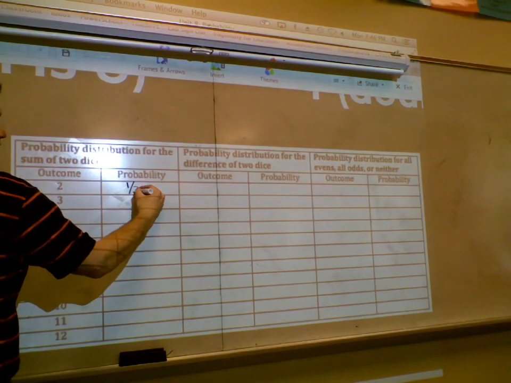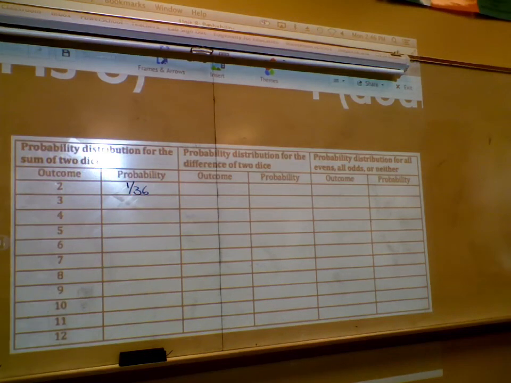Wait, we're still doing 36? Yep, still rolling 2 dice. So when it comes to dice, if you're rolling 2, it's out of 36. If it's 1 die, it's out of 6, right? Yep, if it's 3 dice, it's out of 6 cubed.